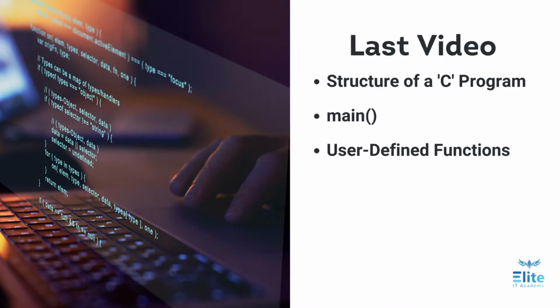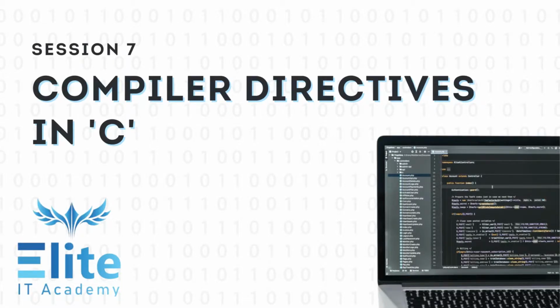In our last video, we wrote a C program with two different kinds of functions, the function main and the user-defined functions. We also understood how function calls are made and how recursive functions work. In this video, we will work with compiler directives, and I will explain to you how to use a few of the commonly used compiler directives in your programs.